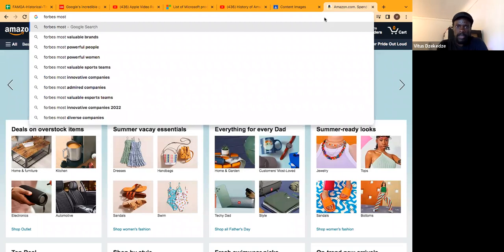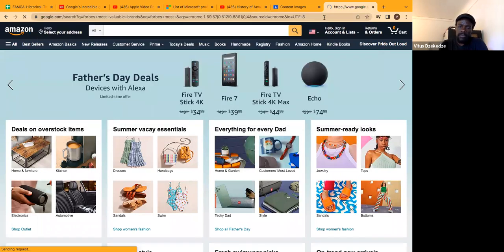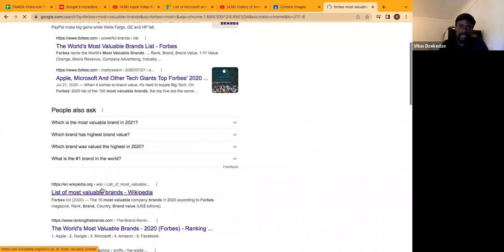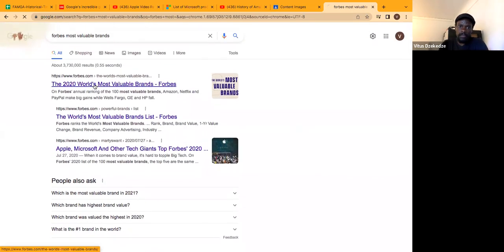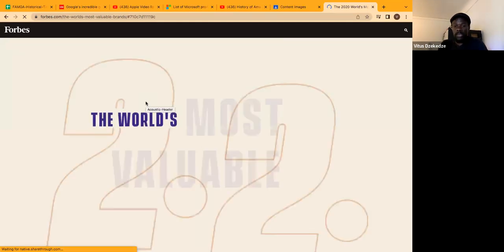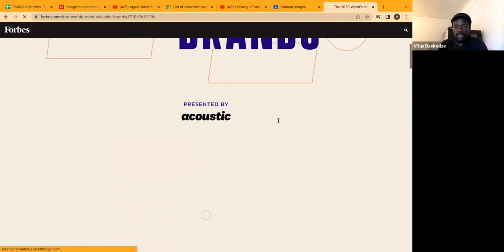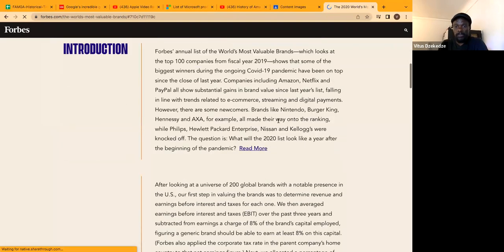Most valuable brands. If you look at the most valuable brands on, let's say, the Forbes list, you would see the top 5 of the 100 are all technology. What does that tell you? Tech is the way to go. That is where you want to focus. So you see number 1 is Apple, Google is number 2, Microsoft, and so on and so forth.